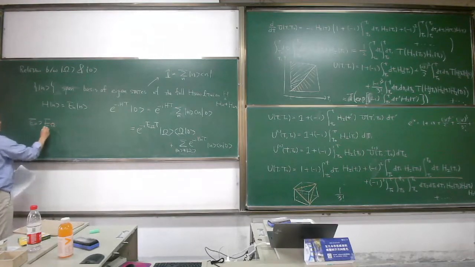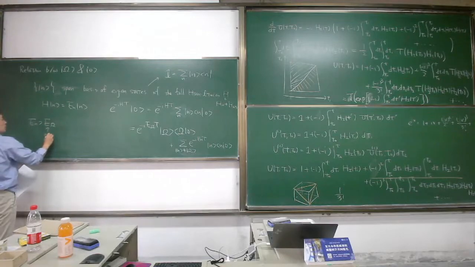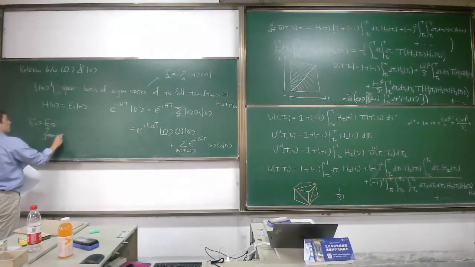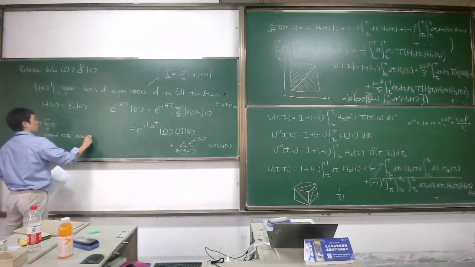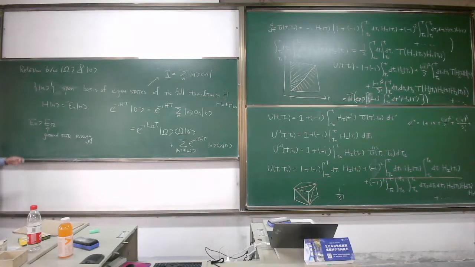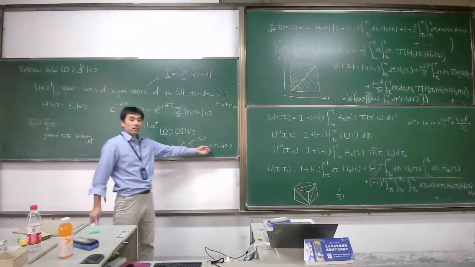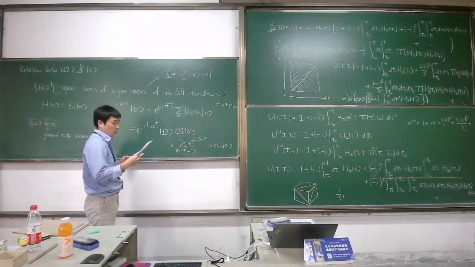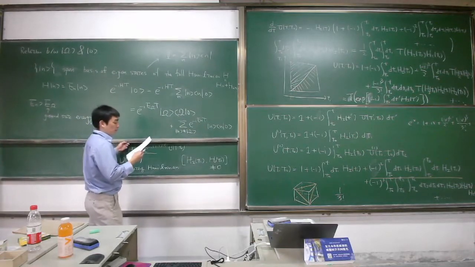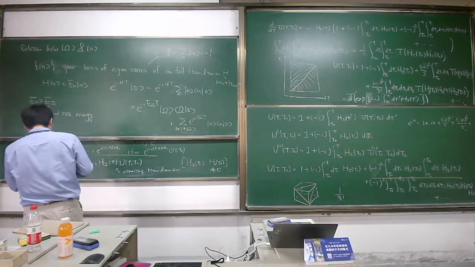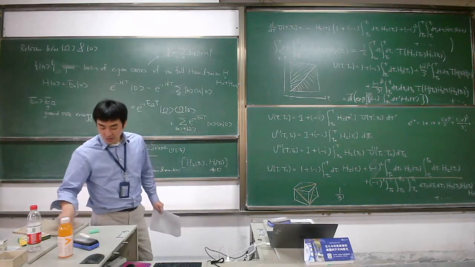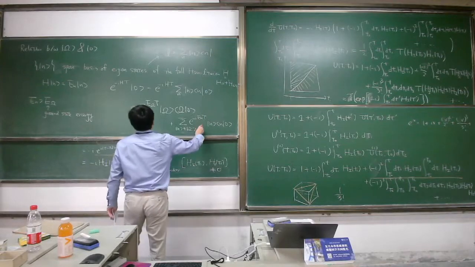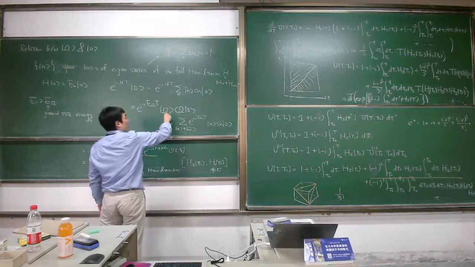So therefore, since this is the ground state energy, the other terms are just excited states. These are excited states. And suppose we want to get rid of this contribution to see the relation between |0> and |Ω>.